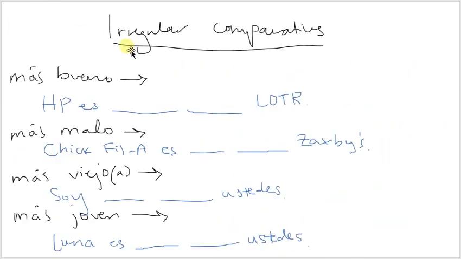Okay, so a couple things you have to remember. There are irregular comparatives. So, for example, in Spanish, you cannot say más bueno, which would be more good. Just like in English, you don't say more good or gooder. You would say better, which is going to be mejor que. So, for example, Harry Potter es mejor que Lord of the Rings. Okay, Harry Potter is better than Lord of the Rings.